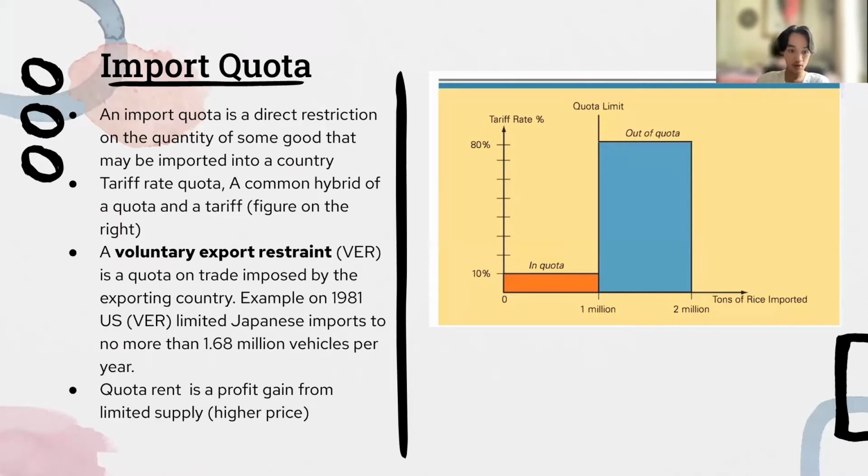And the next one is the voluntary export restraint, or VER, which is a quota imposed by the exporting country. For example, in 1981, Japan limited its car exports to the US to no more than 168 million vehicles per year. And quota rent is the profit gained from limited supply.